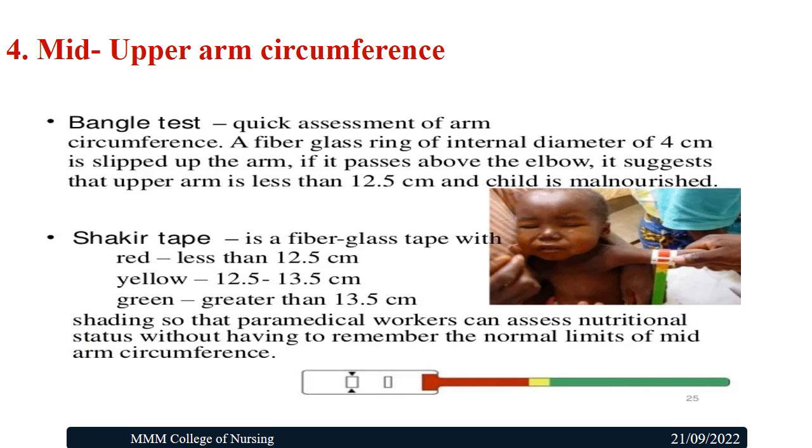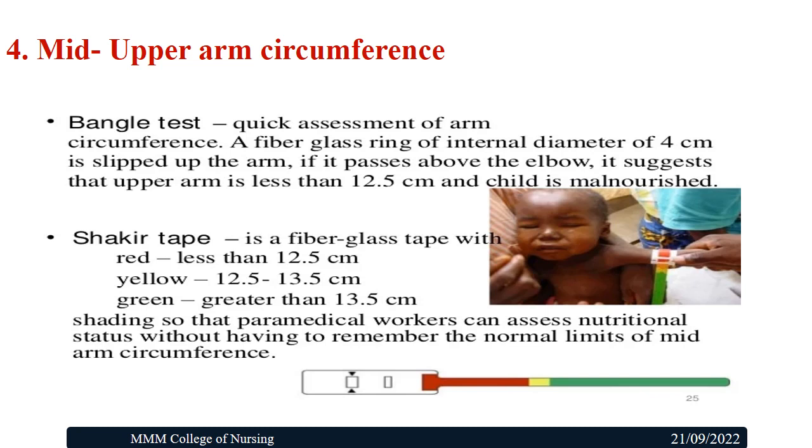Mid-upper arm circumference: there are the Bangle test and the Shakir tape test. According to the Bangle test, it should be a quick assessment. A fiberglass ring of internal diameter 4 cm is slipped up the arm and passes above the elbow. It suggests the upper arm is less than 12.5 cm and the child is malnourished.